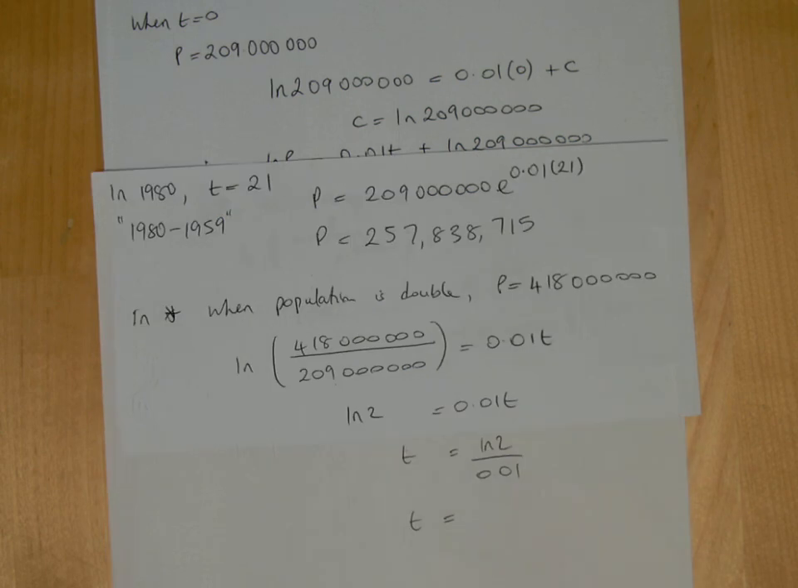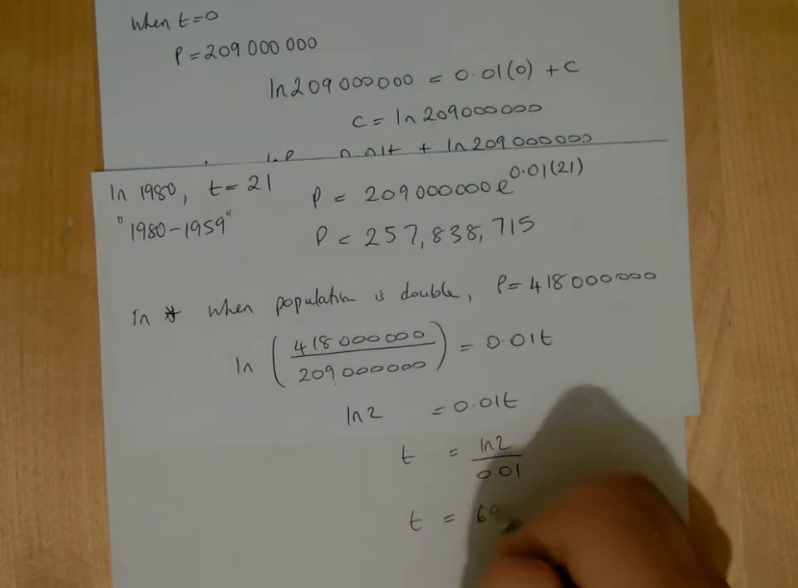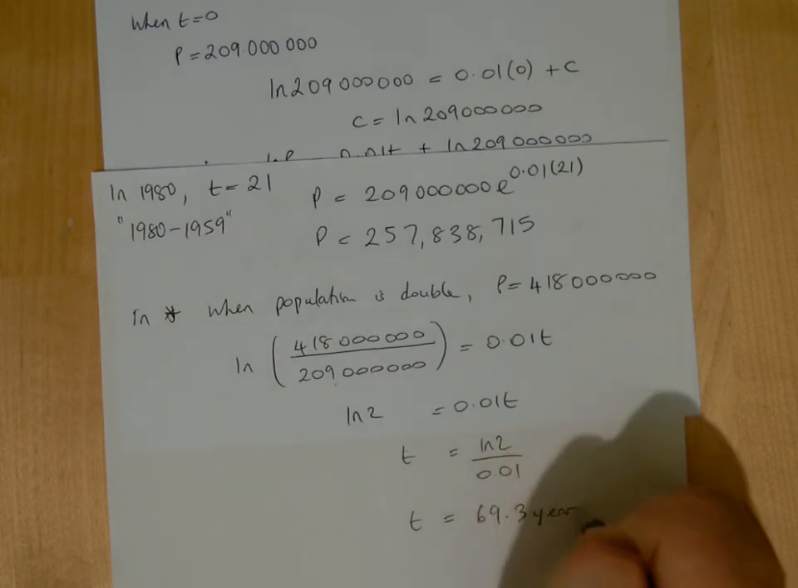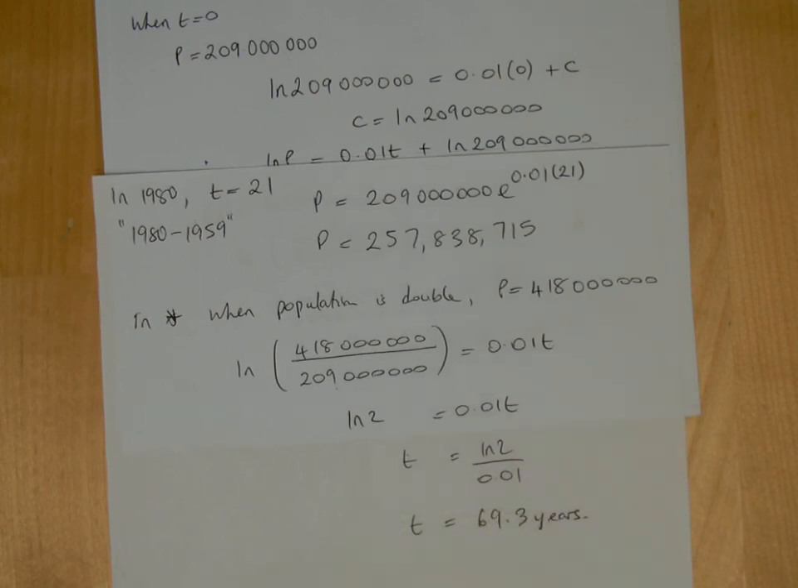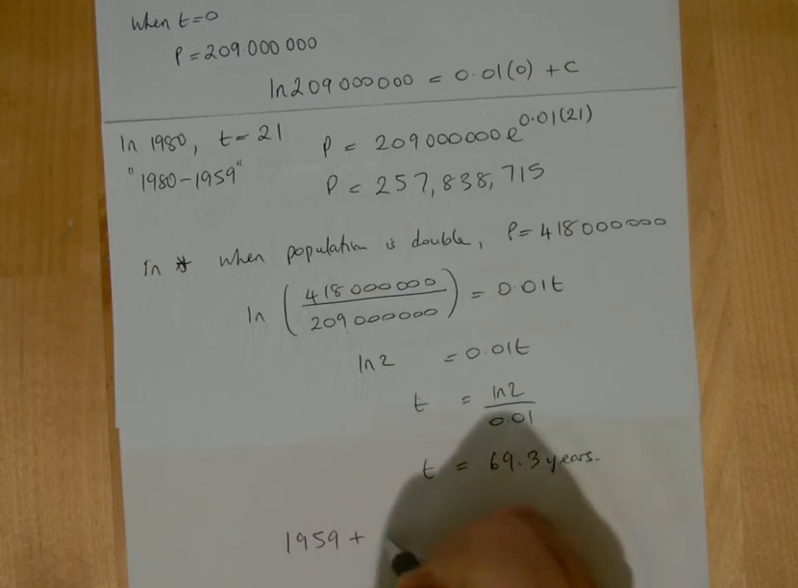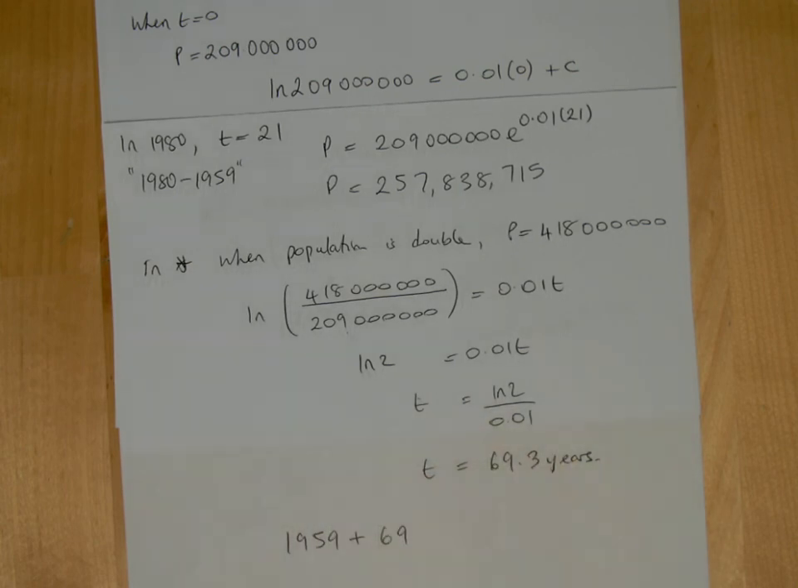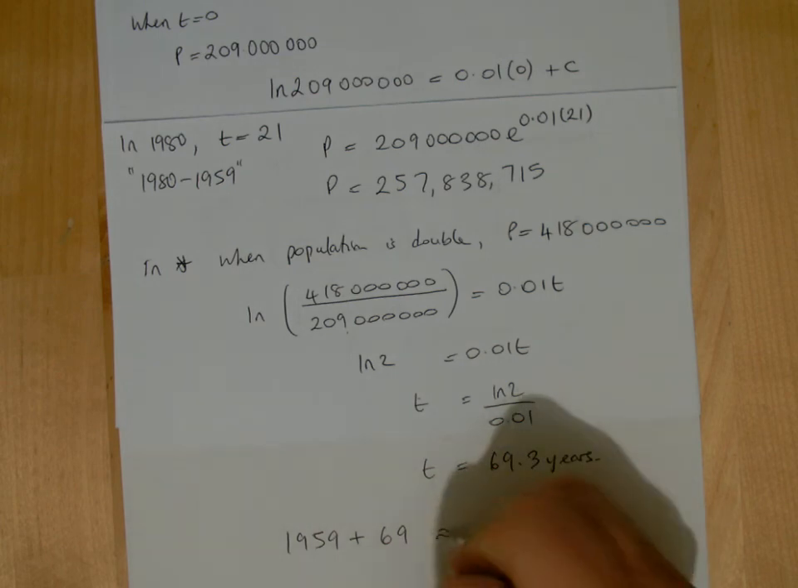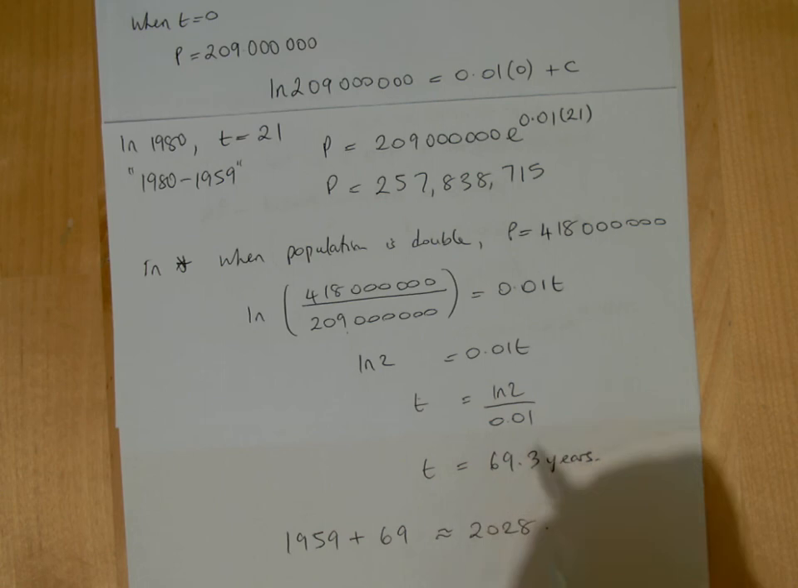Okay, so let's just do that. ln 2, and we get 69.3 years. Okay, so when will the population be double that of 1959? Well, if we do 1959 add 69, we get roughly 2028. Okay.